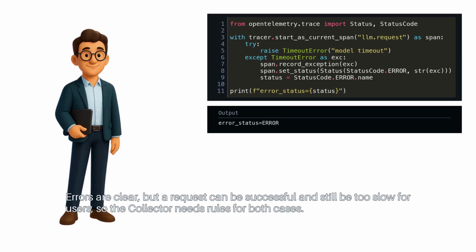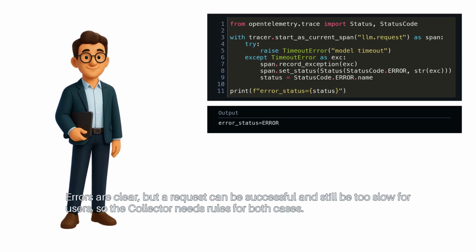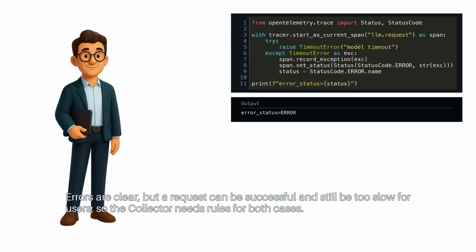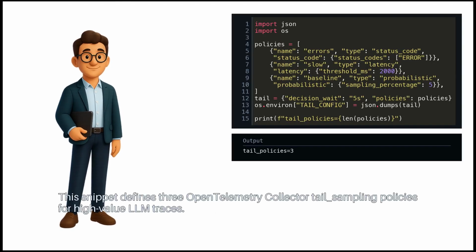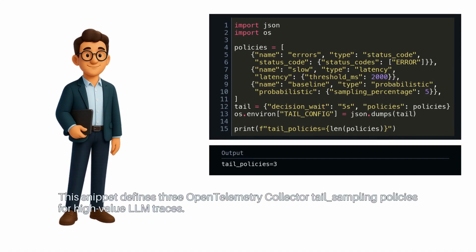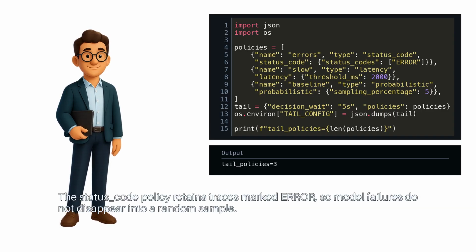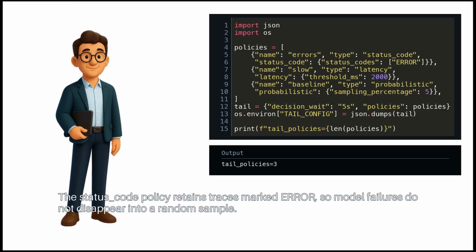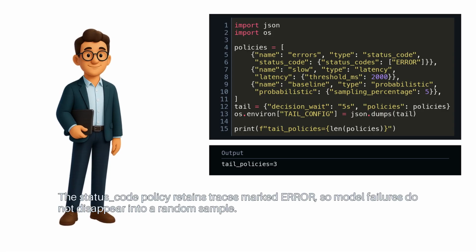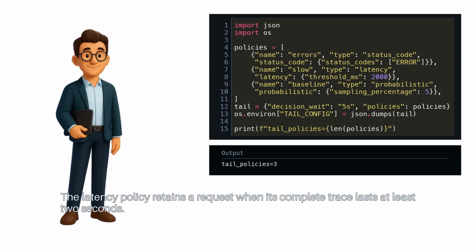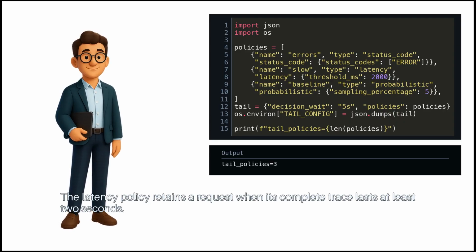Errors are clear, but a request can be successful and still be too slow for users, so the collector needs rules for both cases. This snippet defines 3 OpenTelemetry Collector tail sampling policies for high-value LLM traces. The status code policy retains traces marked error, so model failures do not disappear into a random sample. The latency policy retains a request when its complete trace lasts at least 2 seconds.